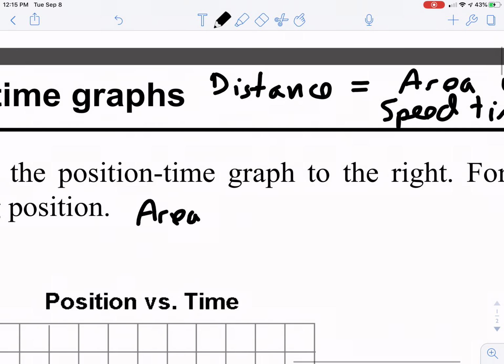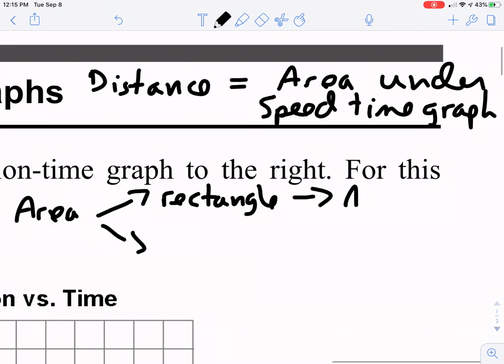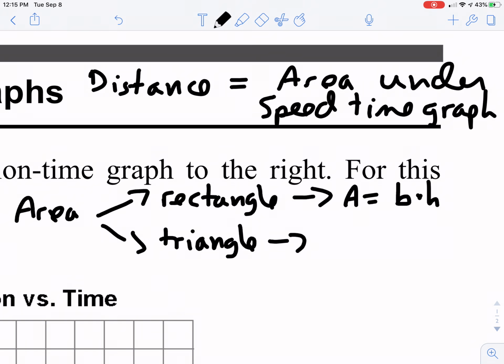There are two such areas you have to be able to calculate in order to do this particular skill. One, you need to be able to find the area of a rectangle, which, in case you forgot, is length times width. I'm going to write it as base of the rectangle times height. The other one is that of a triangle. A triangle is simply half of that. It's going to be your base times your height divided by 2.